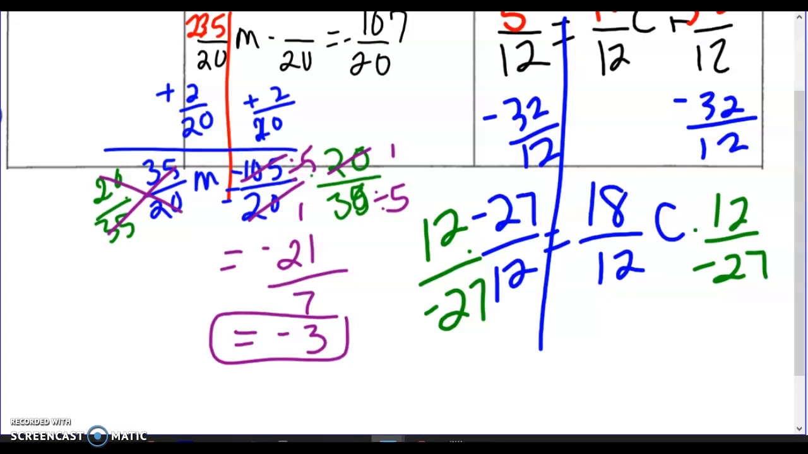Okay, so now look at this. Hold on. What is the mistake I made? I just made a mistake because it's too early. Can you find it? Yeah, I shouldn't be multiplying by 12 over negative 27. I should be multiplying by 12 over 18. Okay, gosh darn it, I made a mistake.